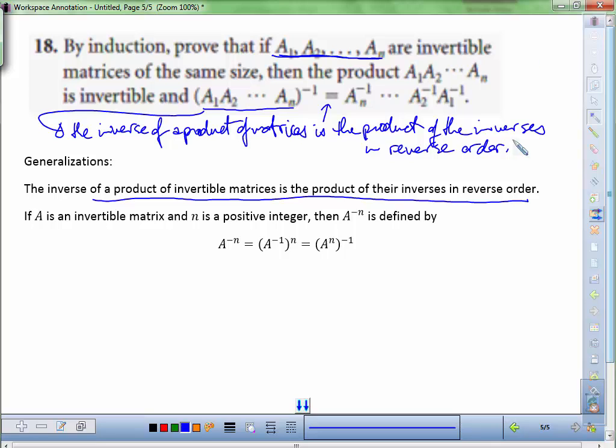Just like, you know, we start off with that simple example, AB inverse is equal to B inverse A inverse. And so we just assume that for three matrices, and we'll see that the same thing's going to happen. We do that for four matrices, same thing's going to happen. And so we do it by induction, and we see that this is going to be true for any amount of matrices that we're multiplying together.